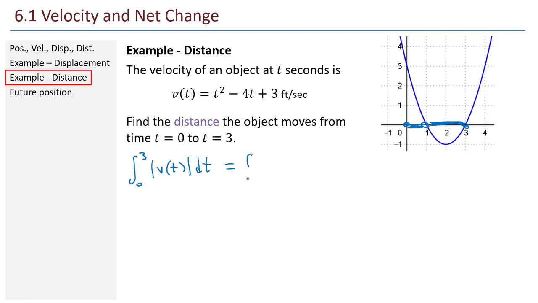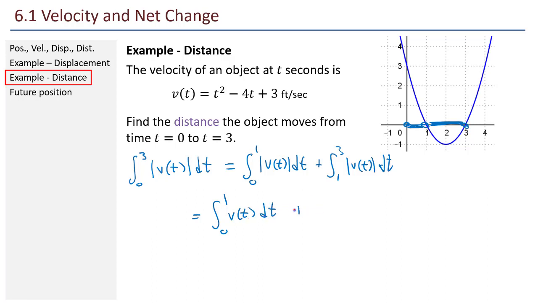So I'm going to split this up into the integral from 0 to 1, absolute value v of t dt, plus the integral from 1 to 3, absolute value v of t dt. And here's why we do that. Because now, over this first interval from 0 to 1, well, the function is positive already. I don't need the absolute values. I can just drop them and it becomes the integral of v of t.